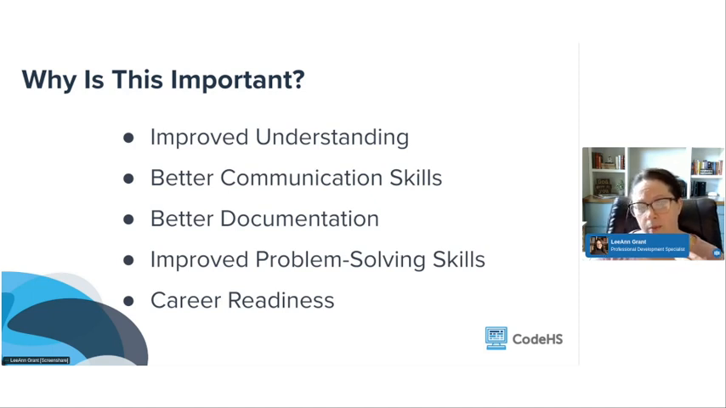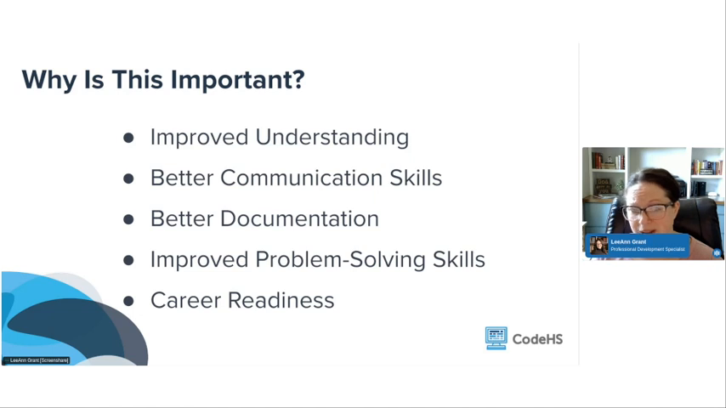We also improve our problem solving skills in the process. So when students are able to explain their code in words, they're able to solve problems, and they can also easily identify any areas of their code that can be optimized or made more efficient in the future. And finally, career readiness.